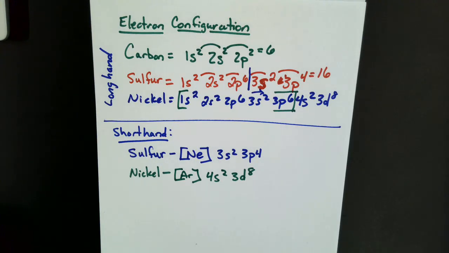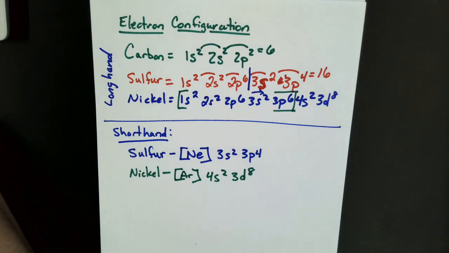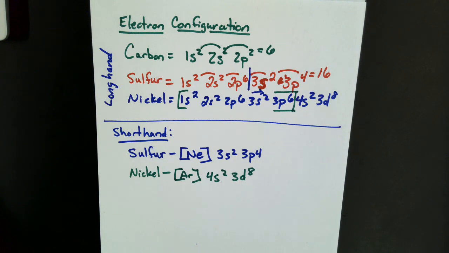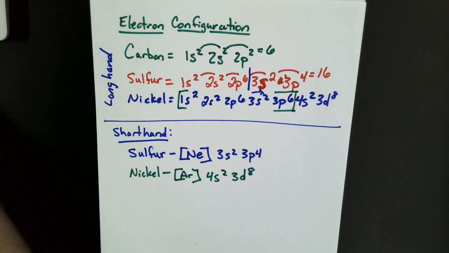Again, if you have any questions, just let me know. But this is just the electron configuration, which comes from the orbital diagrams in the previous video.